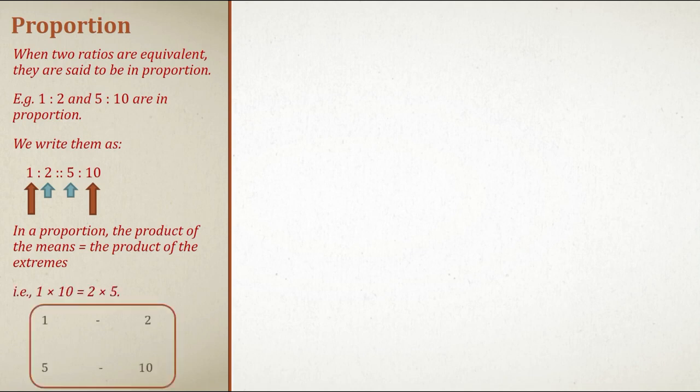So 1:2 and 5:10, if we just cross multiply, 10 ones are 10 and 5 twos are 10. So it is equal to 10.